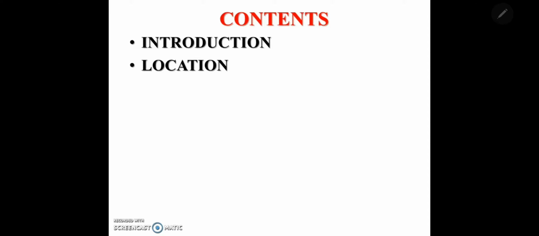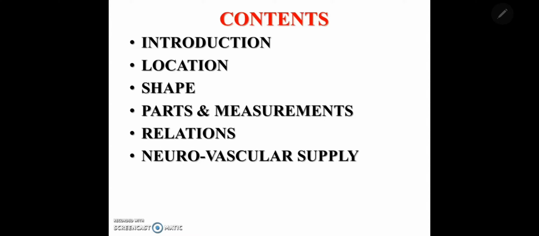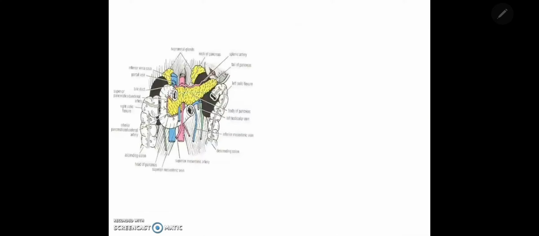We have to see the duodenum under the following headings: introduction, location, shape, parts, measurements and relations of each part, neurovascular supply, development and histology, and lastly the applied aspects. Some of them we have already discussed, and a few more we will discuss in the end. So let us begin with the duodenum.